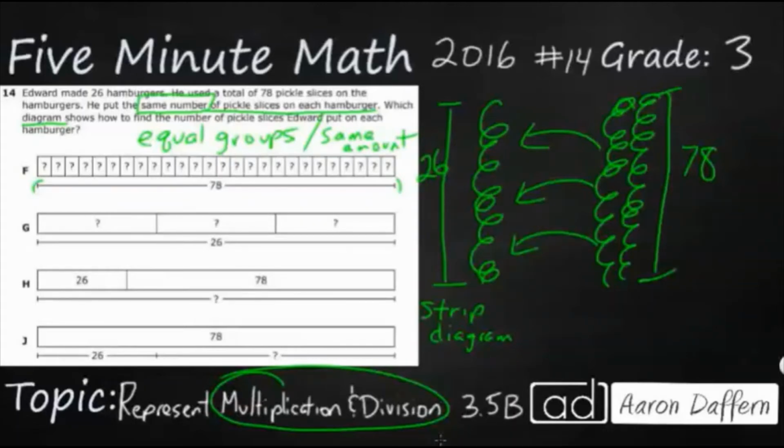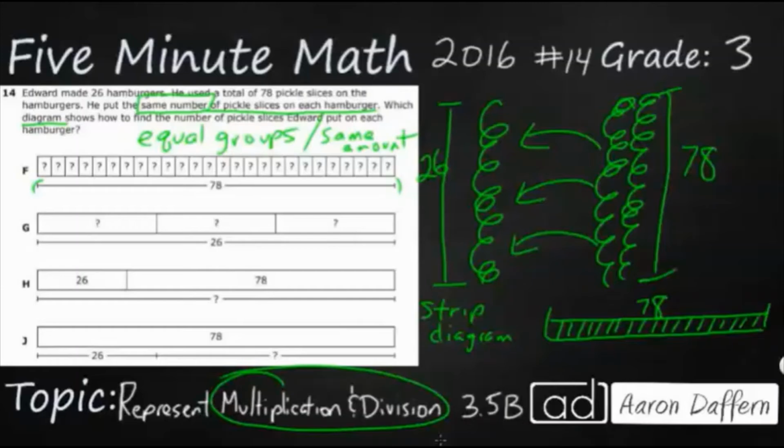We only have two numbers, 78 and 26, and how are we going to represent them? Well, your total is always going to be this big number. So 78 is the total number of pickle slices we have, and we are going to split them up into equal groups based on hamburgers. So we're just going to put 78 on 26 hamburgers, and I'm not going to count them, but let's just pretend I put 26 little hamburgers down there.